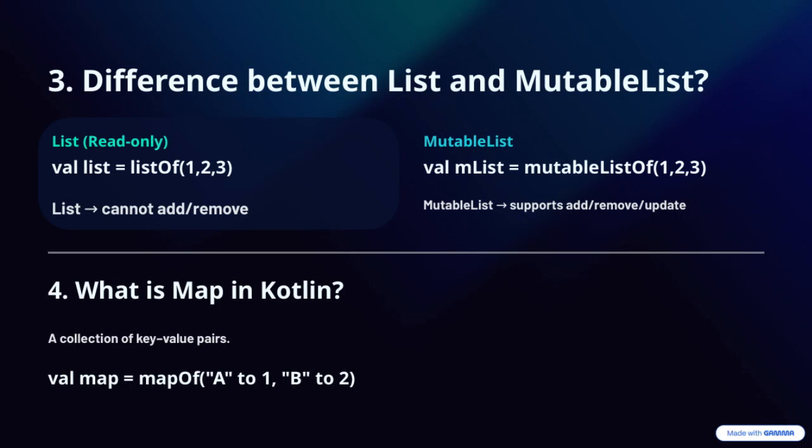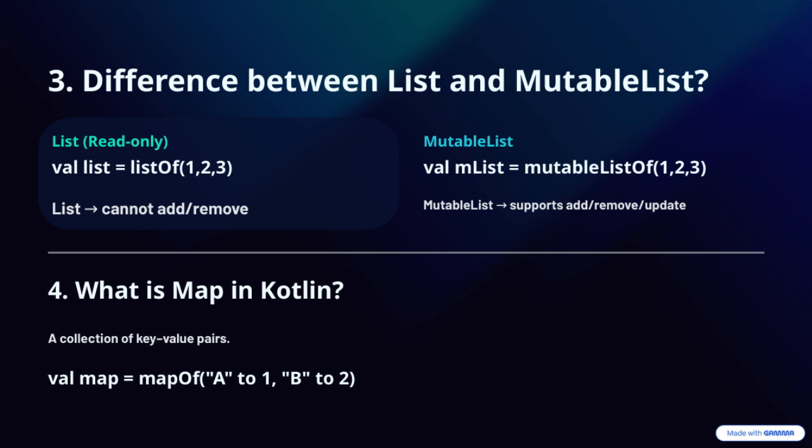Val map equals map of, with A mapped to 1 and B mapped to 2. This is a collection of key-value pairs, which is a fundamental concept in Kotlin. Now, moving on to the next part, what exactly is a map in Kotlin? Think of a map as a way to store data where each item has a unique key associated with a value. It's very useful when you want to quickly look up data based on a specific identifier.